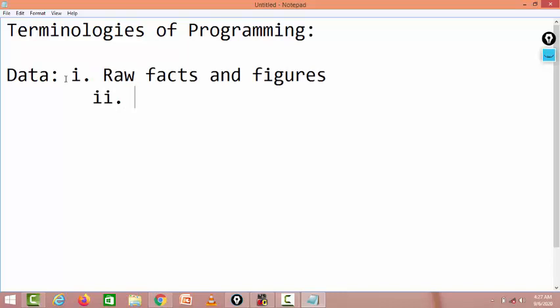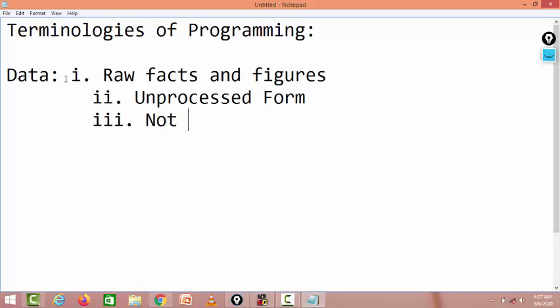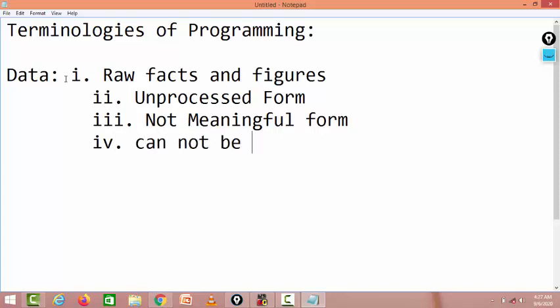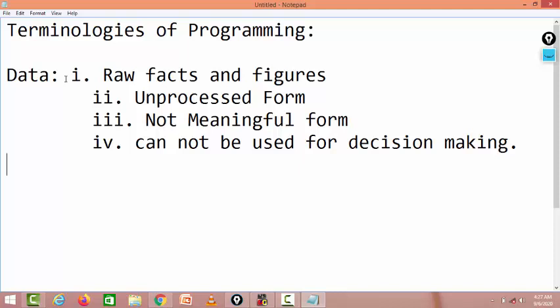सेकेंड पॉइंट वुड बी अनप्रोसेस्ड फॉर्म होता है, डेटा अनप्रोसेस्ड फॉर्म होता है। थर्ड पॉइंट नॉट मीनिंगफुल, and last one, data cannot be used for decision making. So these were some basic points regarding data. The data is basically the raw facts and figures.